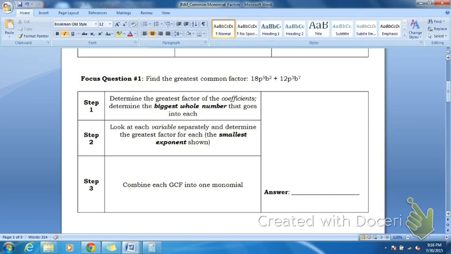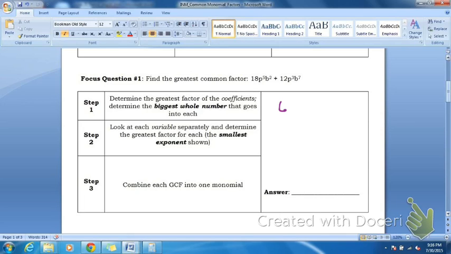Now, if we are trying to find that GCF, again, first, in step 1, you want to see what coefficient can be divided from, for example, 18 and 12. The highest number is 6. So if we take 18 and 12, they're both divisible by 6.